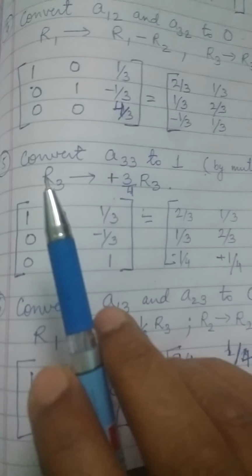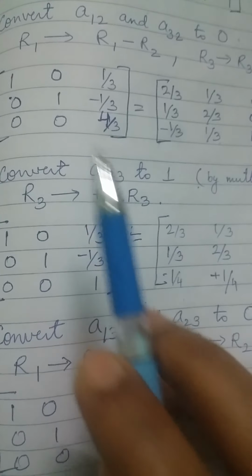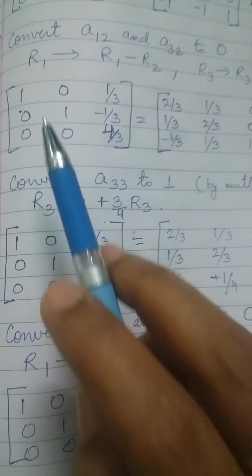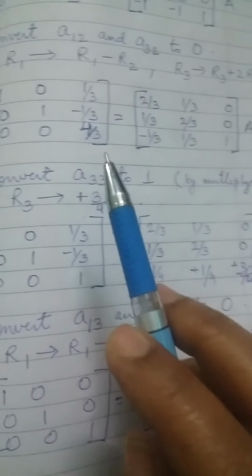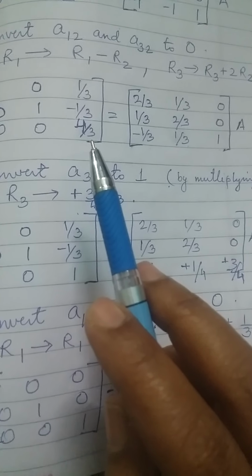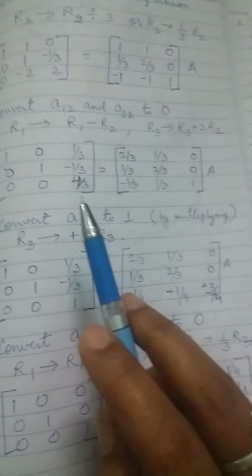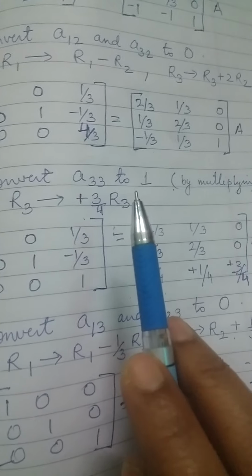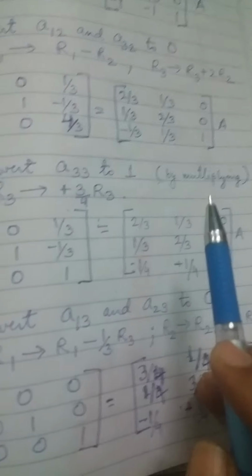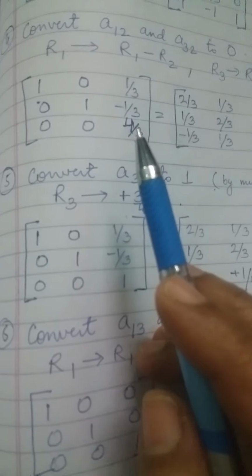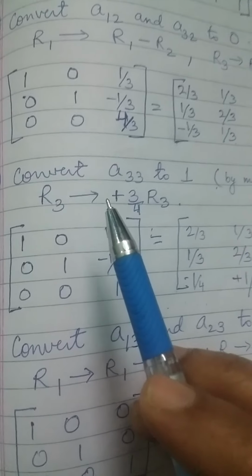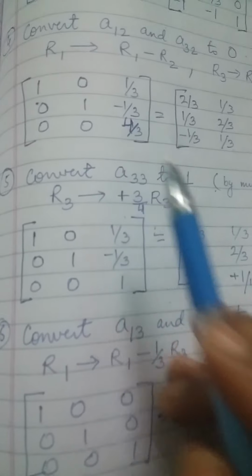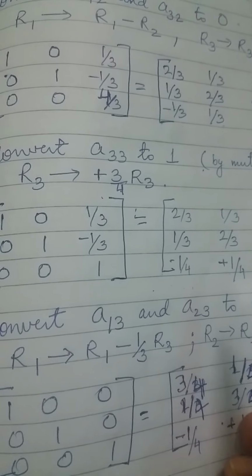Then the next step will be to convert A33 to 1. See, again the second column is transformed, it matches with the second column of the identity matrix. Now I need to start with 1 from the third column. So 1 from the third column means it is on A33 position. So we will convert A33 to 1 by multiplying. Here R3 will be converted to 3 by 4 times R3. This will be converted to 1. Same operation will be applied on both sides.